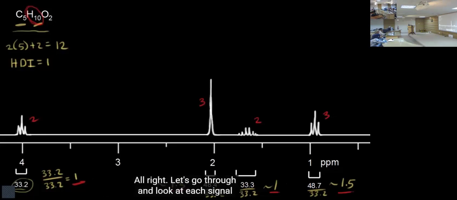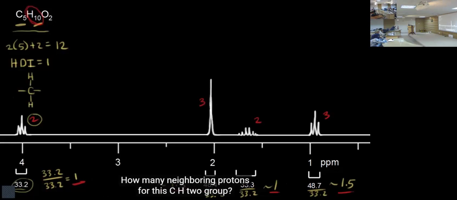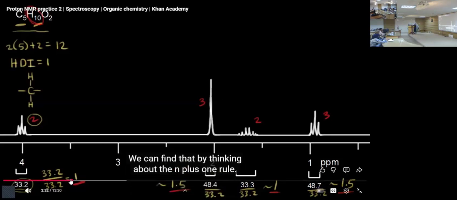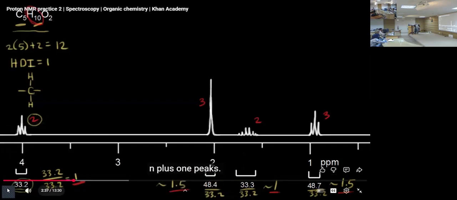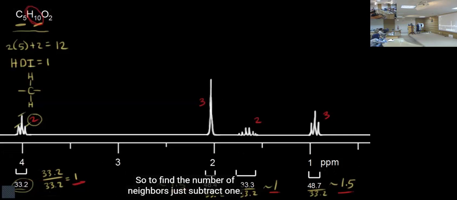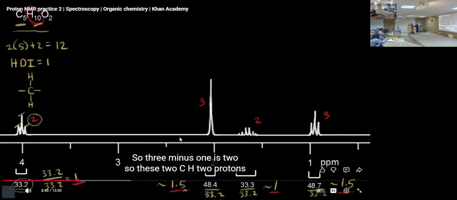All right, let's go through and look at each signal one by one. We start with the signal that has 2 protons on the left over here. So 2 protons, so we're talking about a CH2 group. So I go ahead and draw in a CH2 group over here. How many neighboring protons for this CH2 group? We can find that by thinking about the n+1 rule. If we have n neighboring protons, we would expect to see n+1 peaks. So how many peaks do we have? 1, 2, 3. So 3 peaks. So to find the number of neighbors, just subtract 1. So 3.